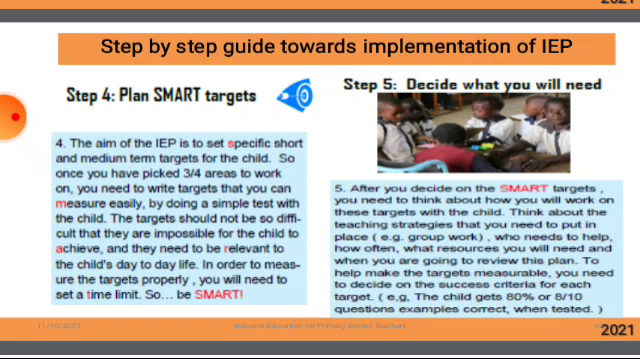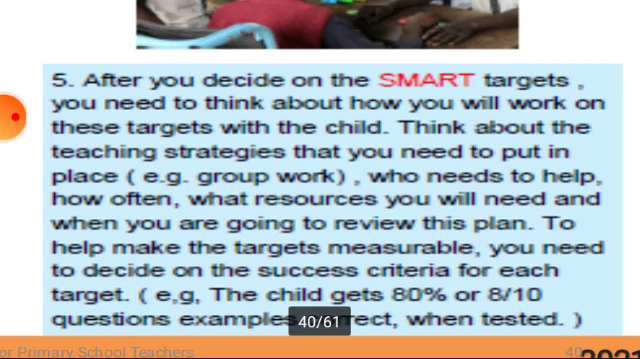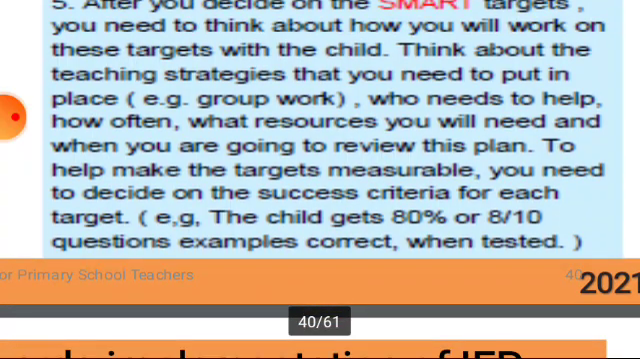After you decide on the SMART targets, you need to think about how you will work on these targets with the child. Think about the teaching strategy that you will need to put in place. Example, group work. Who needs to help? How often? What resources you will need, and when you are going to review this plan. To help make the targets measurable, you need to decide on the success criteria for each target. Example, the child gets 8 out of 10 questions correct when tested.